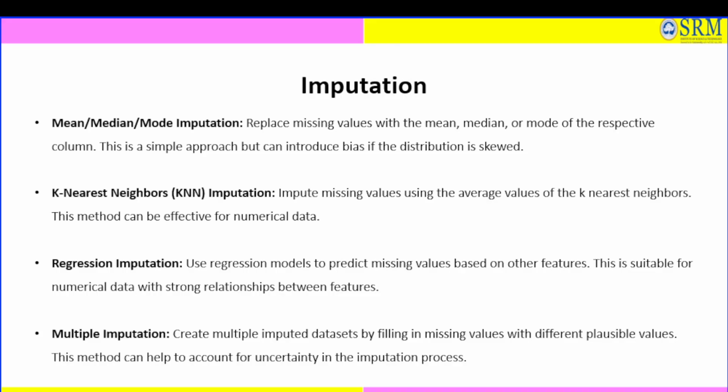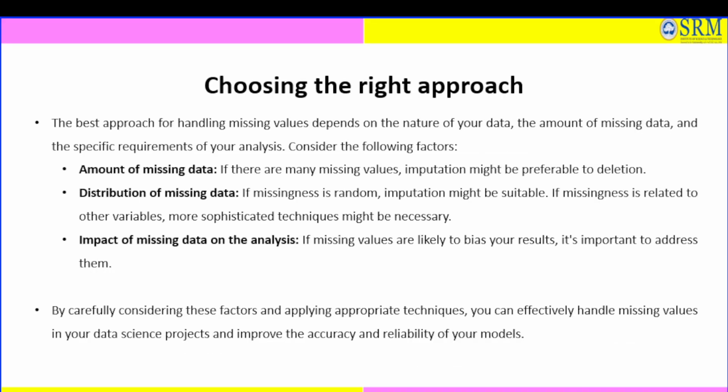And then multiple imputation. We create multiple imputed data sets by filling in the missing values with different plausible values. This accounts for uncertainty in the imputation process.